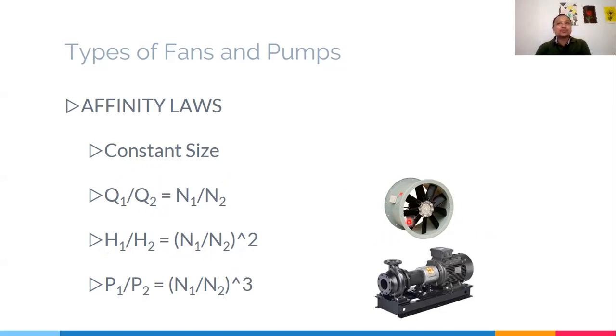So halimbawa ito, nag-increase ka ng 2%. 2 times 2 equals 4. So yung head mo nag-increase 4%. So yun yung relationship niya. If you're having the same fan but the speed is being changed, the square of that speed is the proportion of the increase or decrease of your pressure. Yung power consumption naman in proportion to the speed is cube, or 3 times. Hindi naman 3 times, raised to the 3.